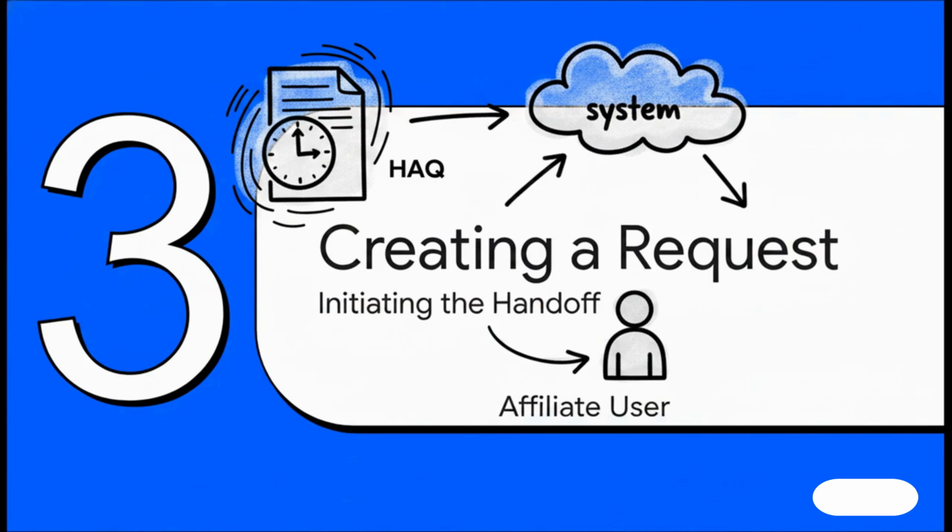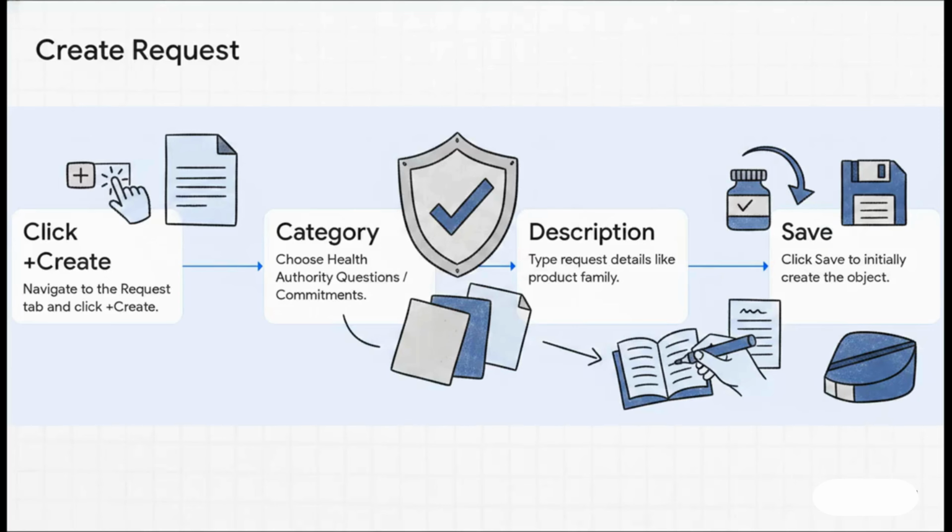All right, part 3, creating a request. Let's start the clock on this race. Imagine you just received a health authority question, an HAQ, for tramadol. What's your first move? As the affiliate user, you've got to formally log the request.